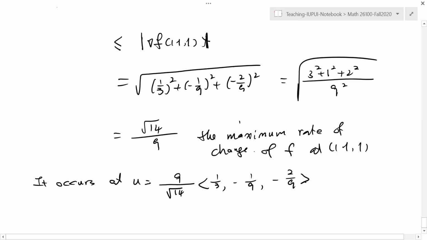Among all the directions, the directional derivative is always less than or equal to square root of 14 over 9. In this particular direction, which has the same direction as the gradient of the function, the rate of change of f is at its maximum value. All right, that's all for today's class. Lots of material. I hope you find the time to digest it.